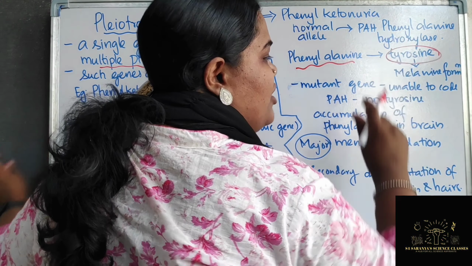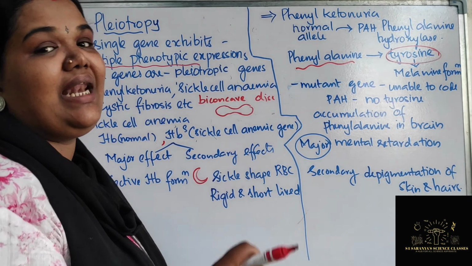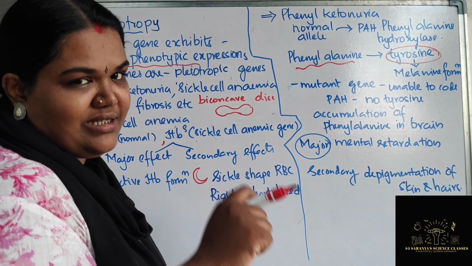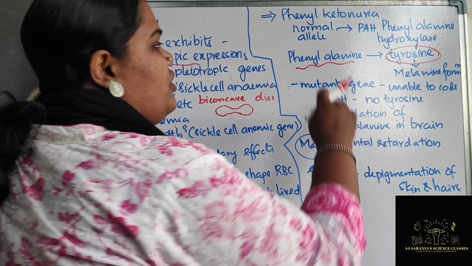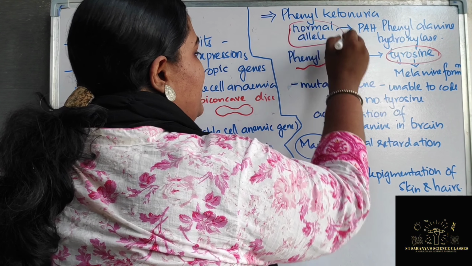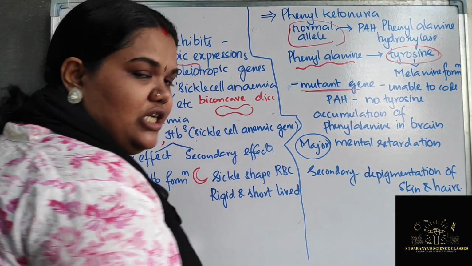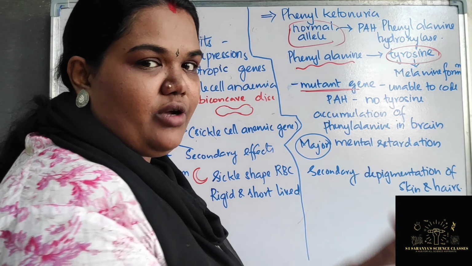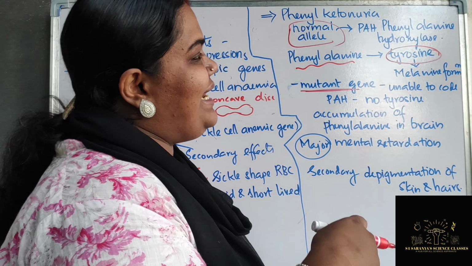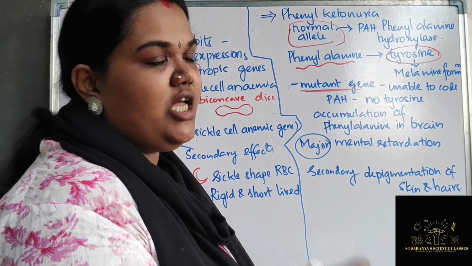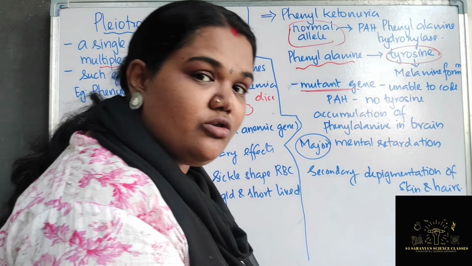This tyrosine is actually very much important for the melanin formation. That means melanin is a pigment, right? It is very important for its formation, right? So if, instead of the normal allele, a mutant allele or mutant gene is present, it is unable to code for phenylalanine hydroxylase. So phenylalanine hydroxylase will not be produced, and phenylalanine cannot be converted into tyrosine.